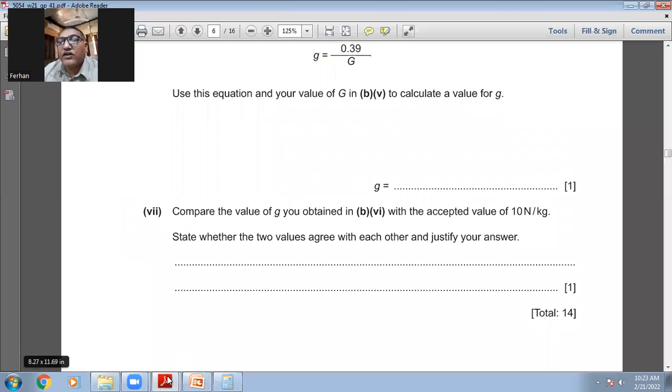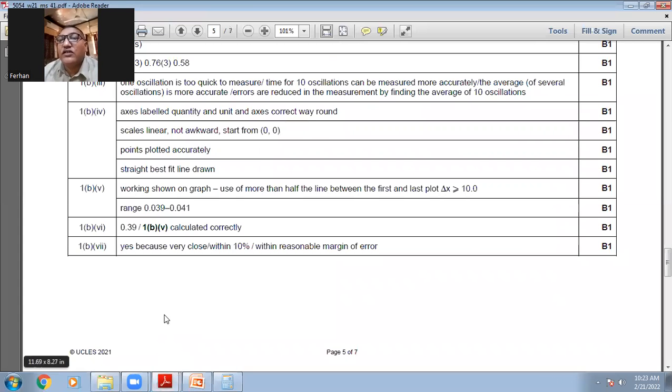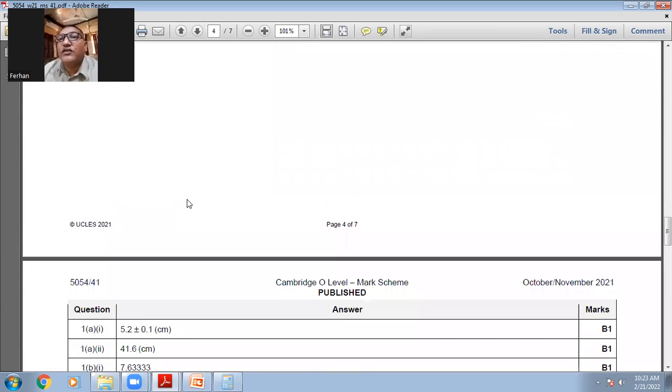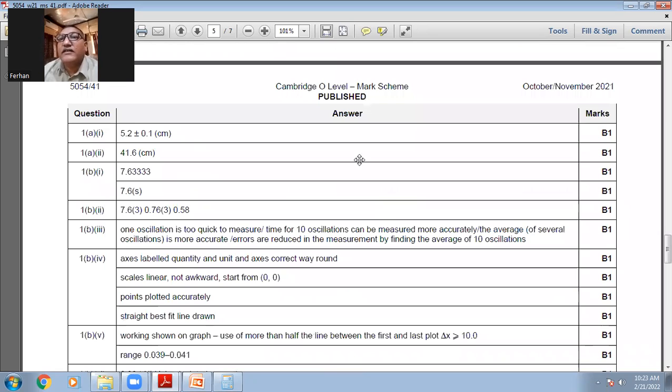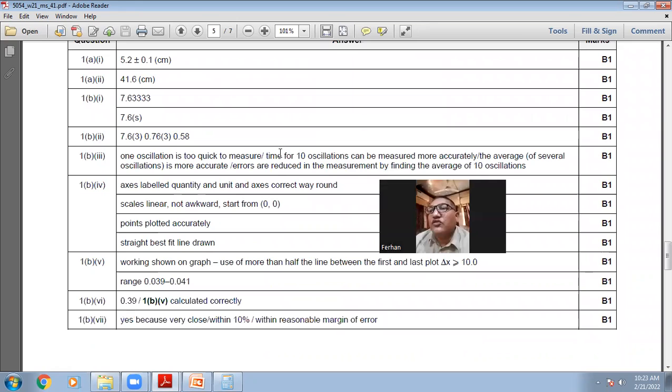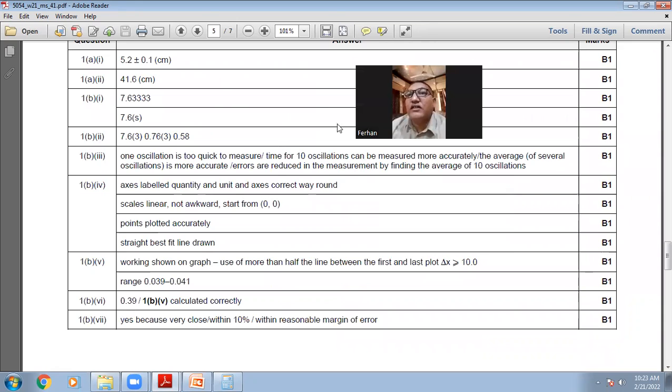Okay, so the next question. But before going to the next question, let me show you the marking scheme. You can pause the video. So this is the marking scheme coming up for that question, question number 1, and the marking scheme with its marks is showing up on your screen.